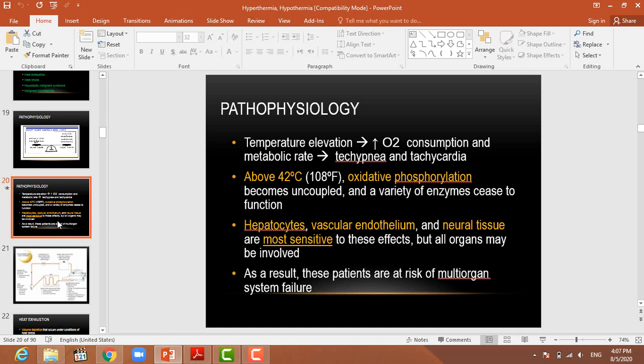Then when we move above 42 degrees, that is near 108 Fahrenheit, oxidative phosphorylation becomes uncoupled, and a variety of enzymes cease to function. Hepatocytes, vascular endothelium, and neurological tissues are the most sensitive to the effect, but all organs may be involved. As a result, these patients are at risk of multi-system failure.